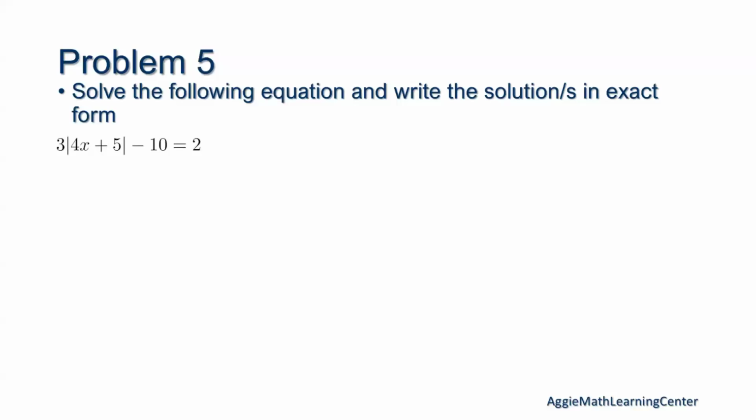Okay. How would you guys start this problem? Subtract the 10. Yeah, so in order to undo subtraction, we'll add it. So that gives us 3 times the absolute value. And remember, that 3 is multiplying, that's not adding, it's multiplying by the absolute value of 4x plus 5, which is equal to 12.